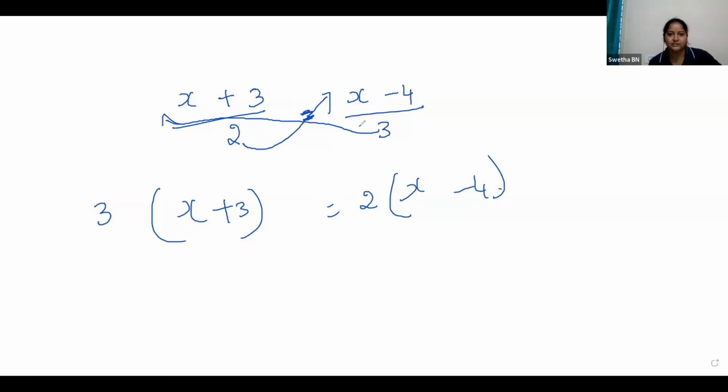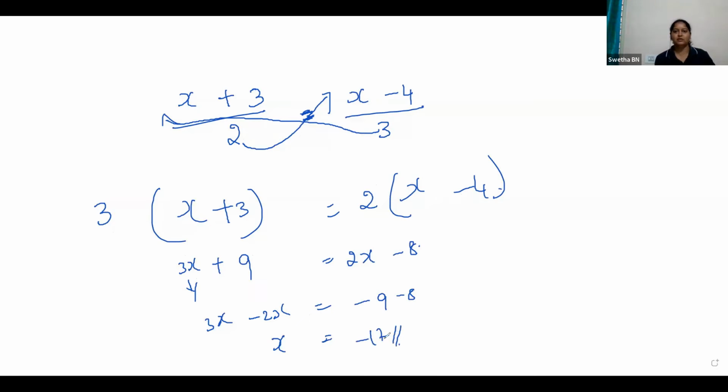So like this, you have to do cross multiplication. 3 into x plus 3 is equal to 2 into x minus 4. Now multiply by 3. 3 into x is 3x, plus 3 into 3 is 9, is equal to 2x minus 8. Now write this 3x as it is. Take this 2x to the left hand side. It becomes minus 2x, and 9 becomes minus 9, minus 8. So 3x minus 2x is x, minus 9 and minus 8 is minus 17.